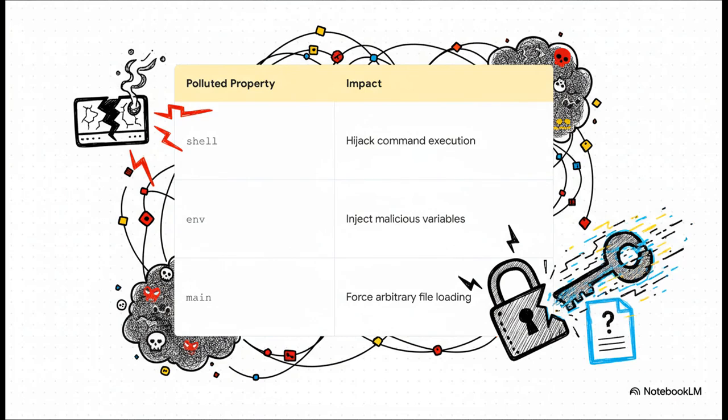I mean, by polluting a property called shell, an attacker could hijack any command the application tries to run. Polluting env, that lets them inject malicious variables right into the system. And with main, they could trick the application into running a completely random, arbitrary file of their choosing. These aren't just backdoors, these are the keys to the entire kingdom.